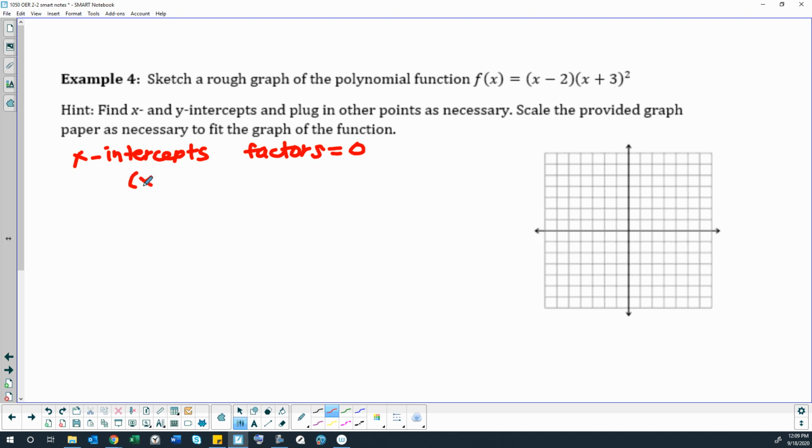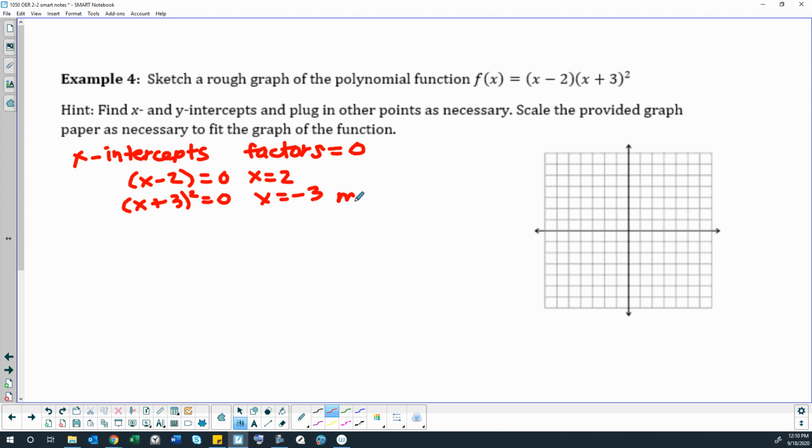Okay, so let's start by taking the factors they already gave us. X minus 2 equals 0. That means x equals 2. And then we have x plus 3 squared equals 0. The squared doesn't really accomplish anything in this case. It just means we're going to have a 0 at x equals negative 3.